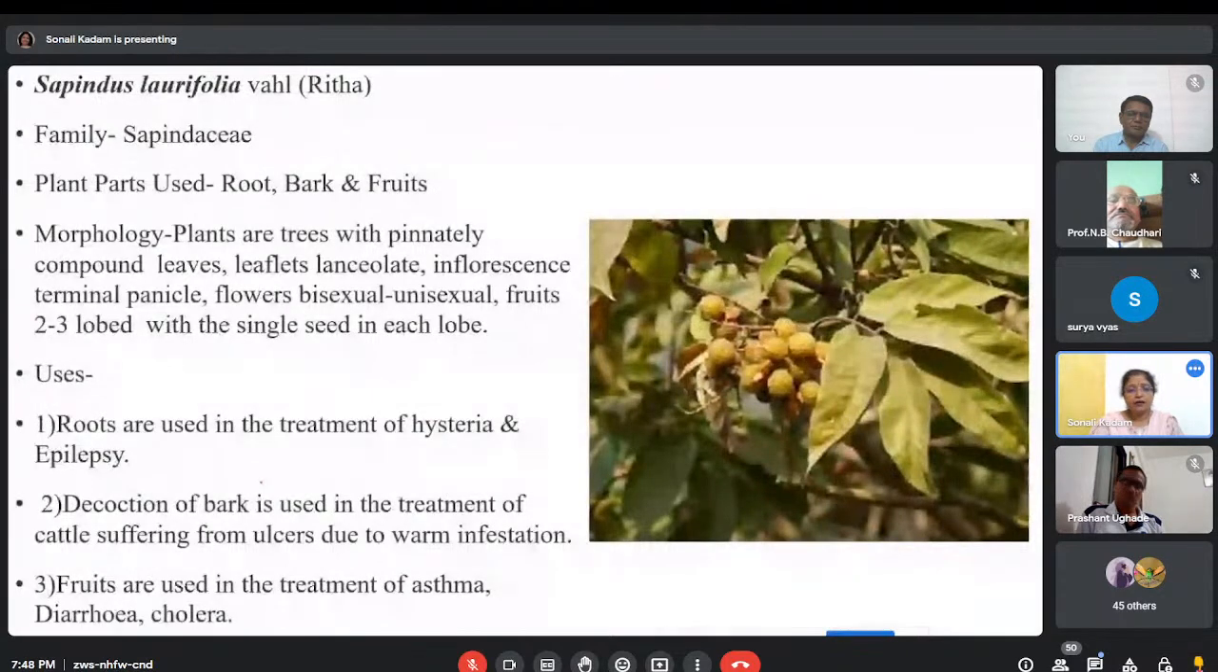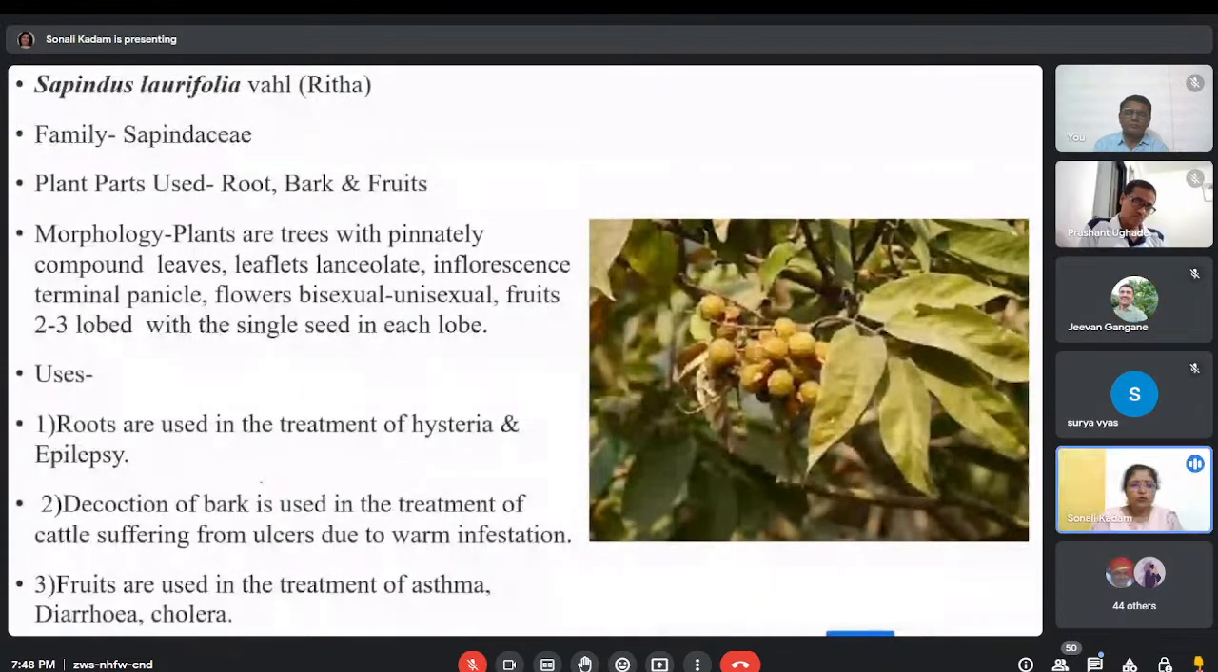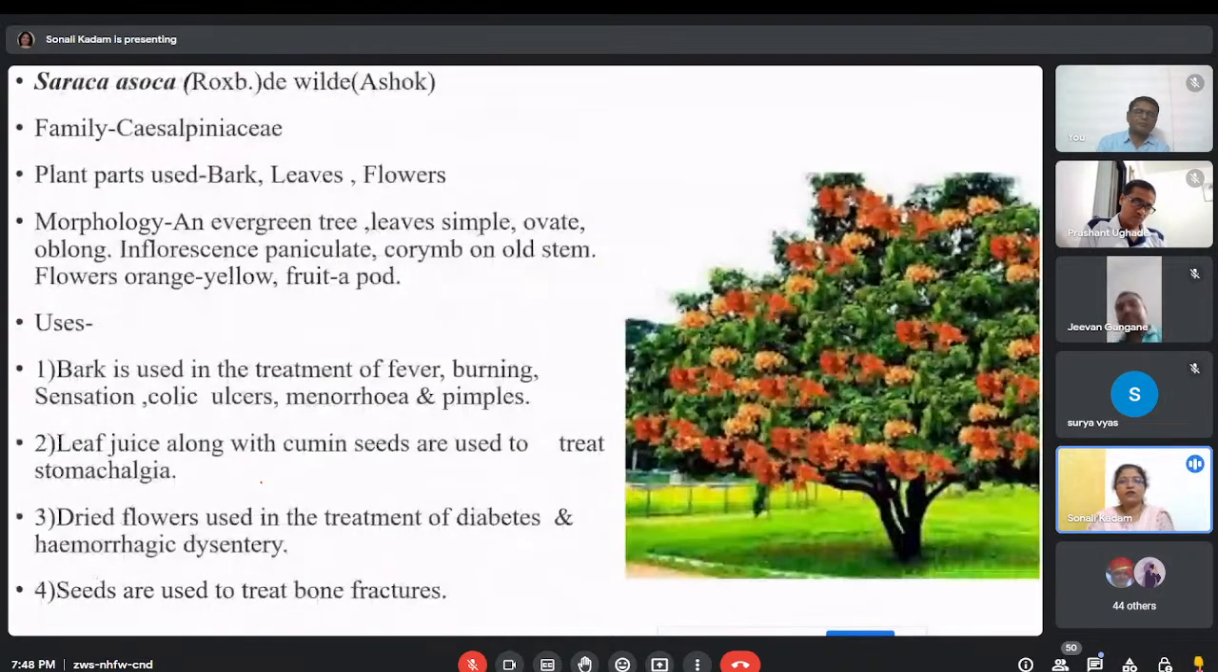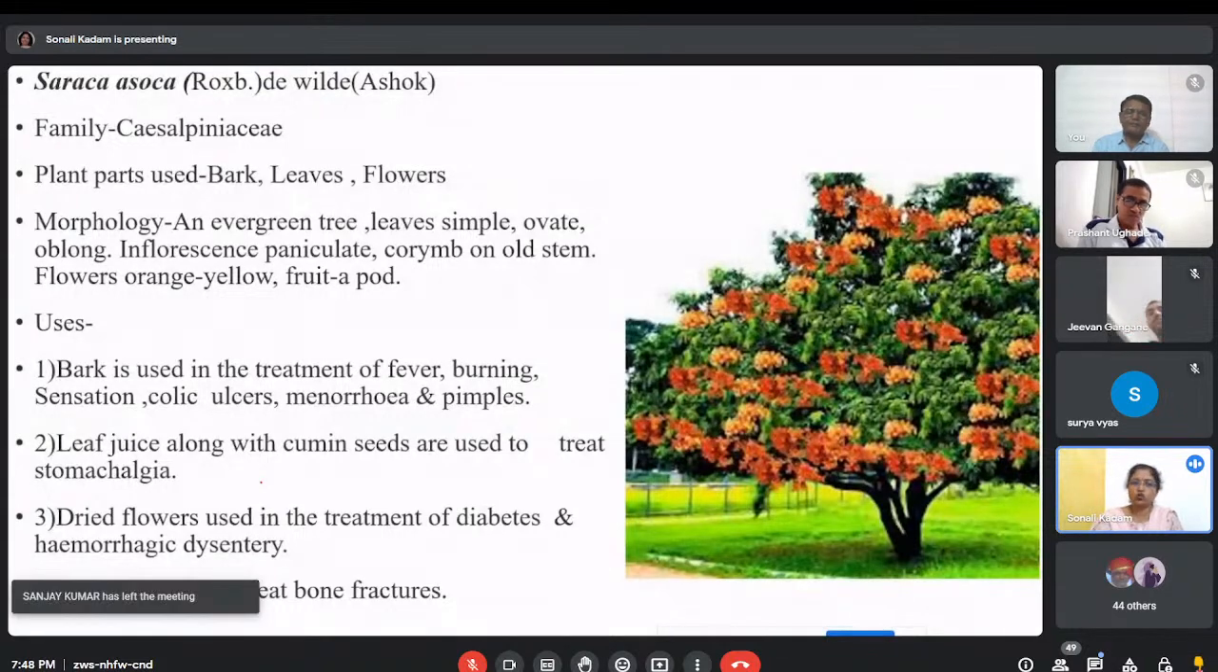Then this is Rita, you must be knowing. I will just go somewhat faster. The fruits are used for the ailments of asthma, diarrhea, cholera. This is also one of the plants I have shown earlier. This is the Sita Ashok.